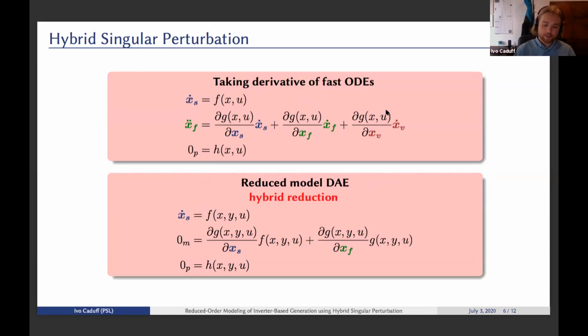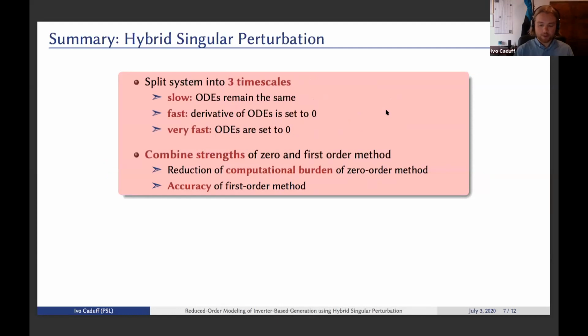Okay, to sum it up, the hybrid method allows for the separation into 3 timescales, not only 2, namely slow, fast, and very fast. This allows for the reduction of different timescales with the appropriate reduction method, therefore combining the computational efficiency of zero-order singular perturbation with the model accuracy of first-order singular perturbation. As you may have noted, the small parameters used in traditional singular perturbation were not present in the derivations of the first and hybrid method.